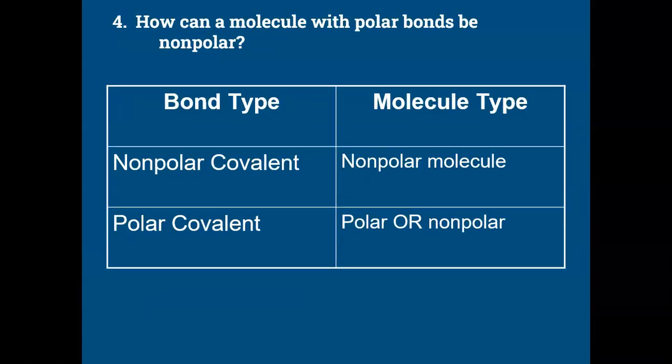So to summarize, if the bonds in a molecule are nonpolar, the molecule overall must be nonpolar as well. However, if the bonds are polar, the molecule itself can be polar or nonpolar, depending on whether or not the dipole moments cancel out. Now, if you've learned about vector addition in math, it's a little bit easier to understand, but we can also kind of shortcut figuring out whether the dipole moments cancel out or not.